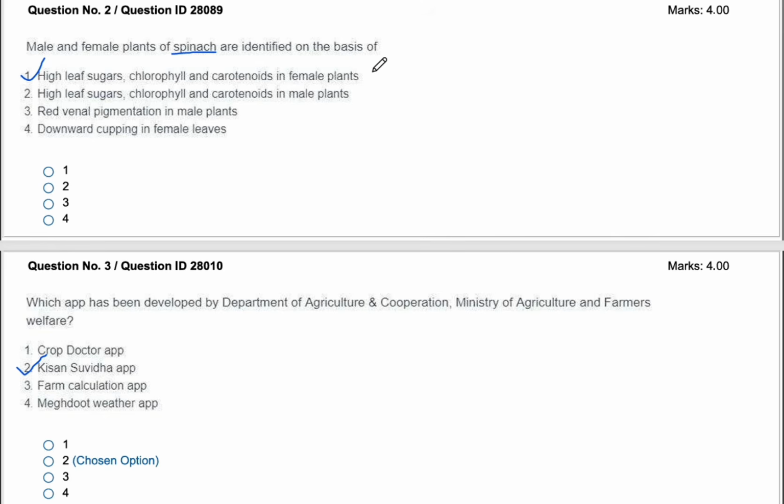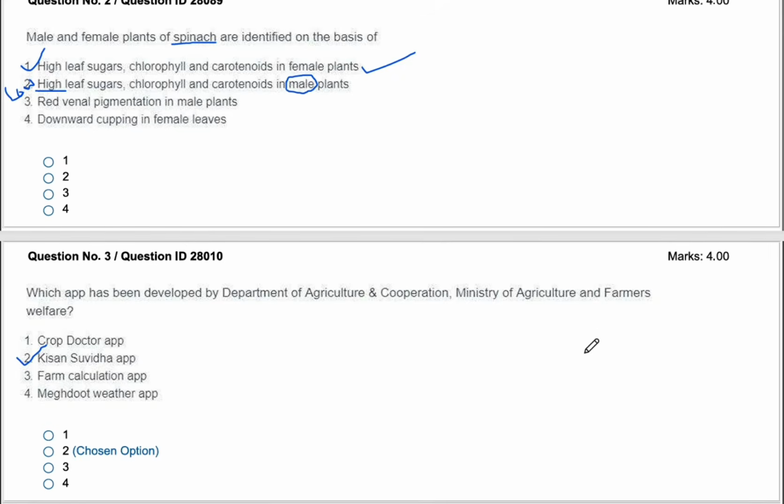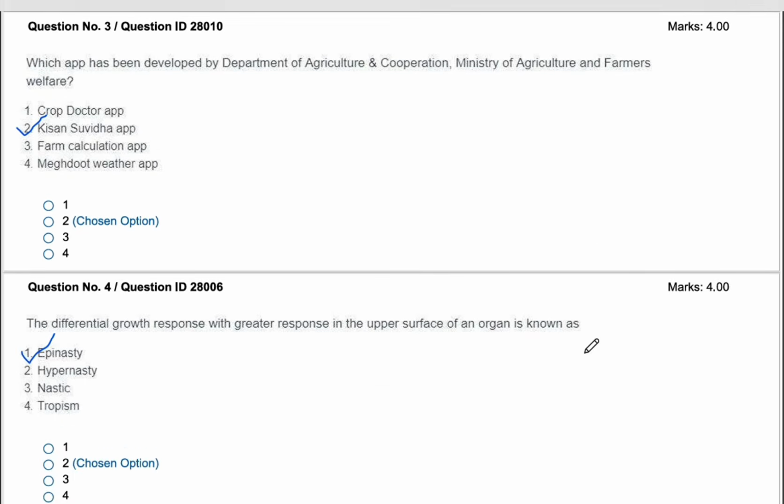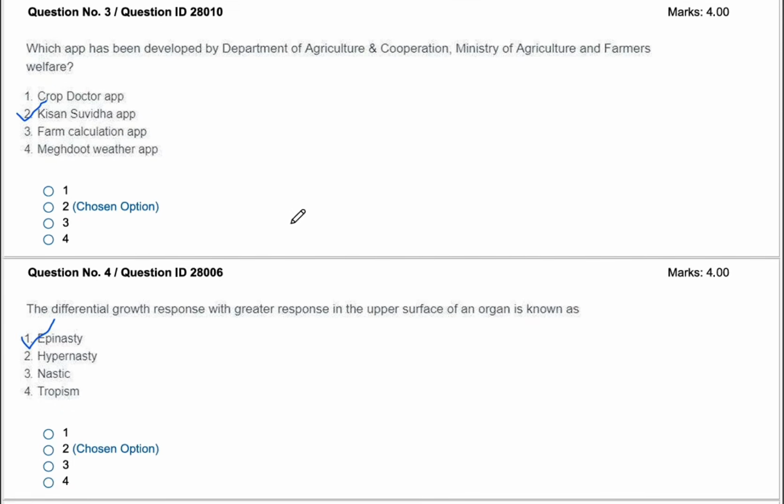The answer is high leaf sugars, chlorophyll and carotenoids in female plants. The female plants of spinach will have high leaf sugars, chlorophyll and carotenoids compared to the male plants. You will get the second option correct if it is low, that is, if the male plants have low leaf sugars, chlorophyll and carotenoids. Otherwise, option 1 is right.